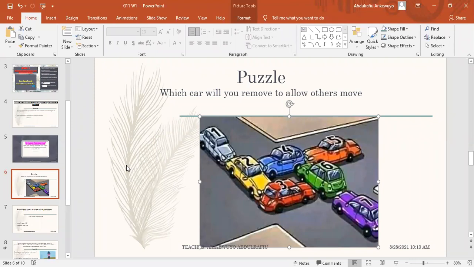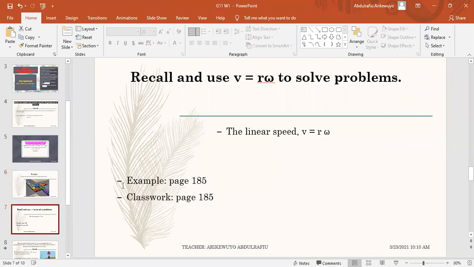3. Are you sure? Yes. Yes, you are right. Can you clap for yourself? Clap for yourself. You got it right. Very good, very good. So let us continue.